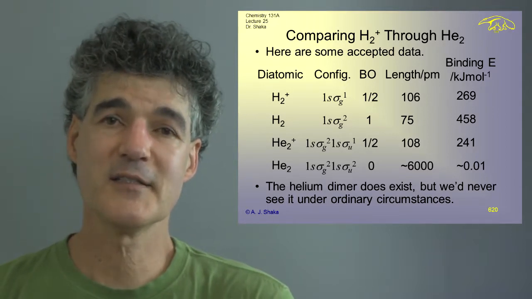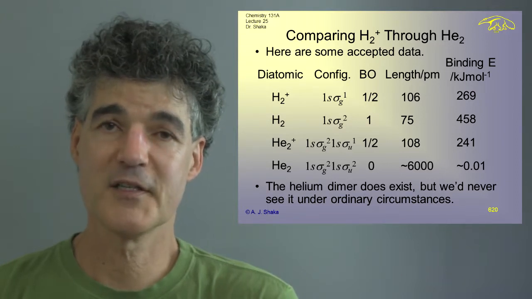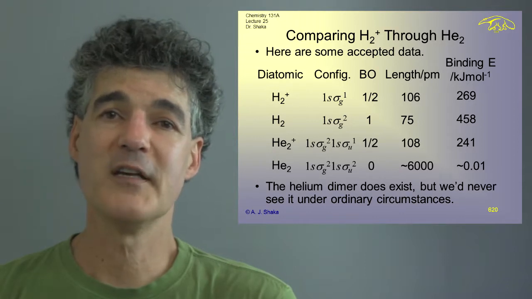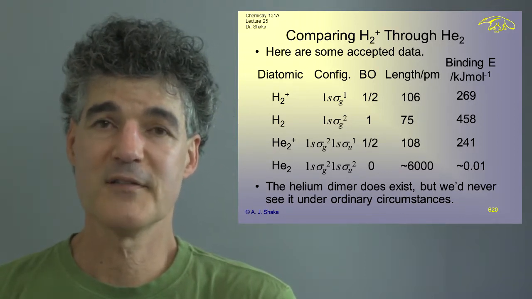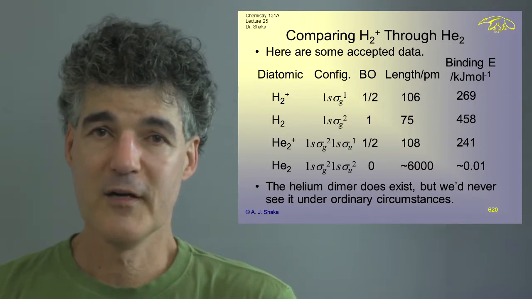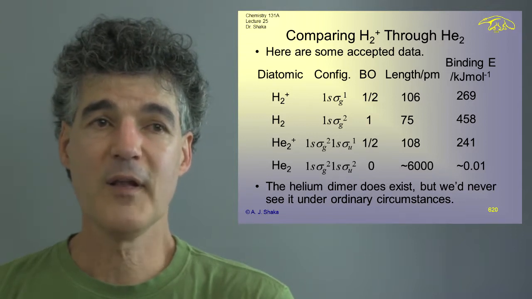It does exist in this very esoteric way with these very specialized experiments that have been done by experts, but we'd never see the helium dimer under ordinary circumstances, and that's why we consider helium to be a fairly ideal monatomic gas. Okay, we'll leave it there.